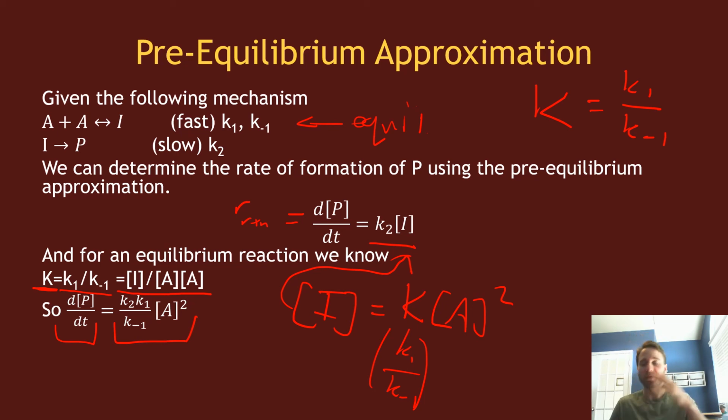And so that is our set of approximations that we use to help solve for rate laws for given mechanisms, and we'll use these over and over and over again when we talk about more and more different mechanisms, reaction examples and kinetic examples.